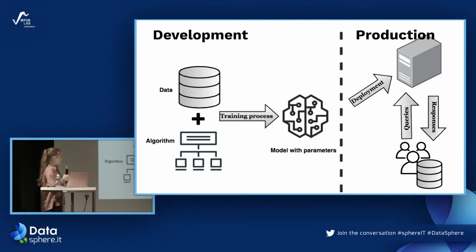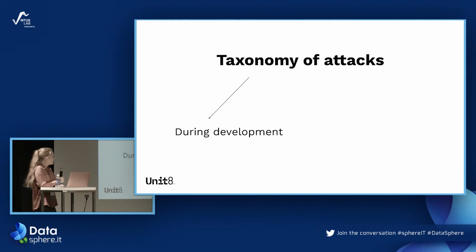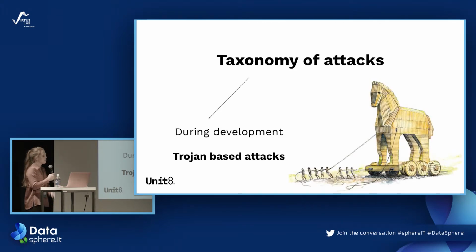And going back to our question, where the whole thing might be attacked. What do you think? Which part is the more vulnerable one? Okay, actually, both are. Every stage of that pipeline may fall victim to a different type of attack. But as we have to start with something, let's consider the attacks that happen during the development phase first. They are also called Trojan-based attacks.